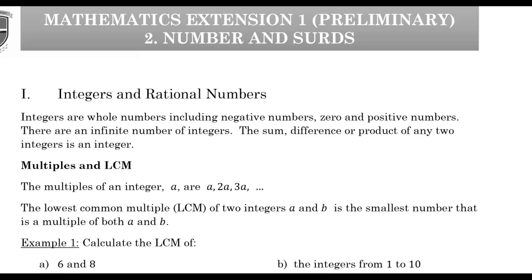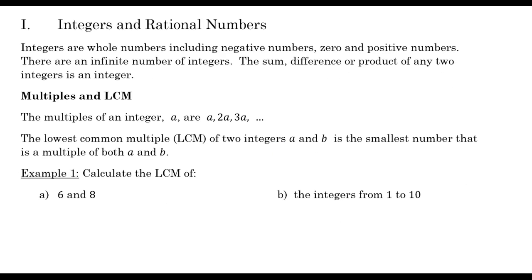Quick introduction though. Integers are whole numbers: negatives, 0, and positive numbers. No decimals, no fractions, just whole numbers. Rational numbers can be written as a fraction, as one integer divided by another. The multiples of some number are what I get when I take that number and multiply it by an integer. For example, the multiples of 3 are 6, 9, 12, 15 and so on.